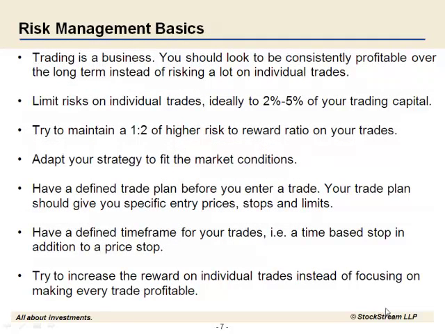This slide is a summary of some of the basic ideas and rules of thumb applicable to risk management. First and foremost, you should treat trading as a business. As such, you should look to be profitable on a consistent basis in the long run, rather than trying to look for big hitters. You should look to limit losses on individual trades to ideally 2% of your trading capital, maximum 5%. You should also try to maintain at least a 1 to 2 risk-reward ratio on individual trades.